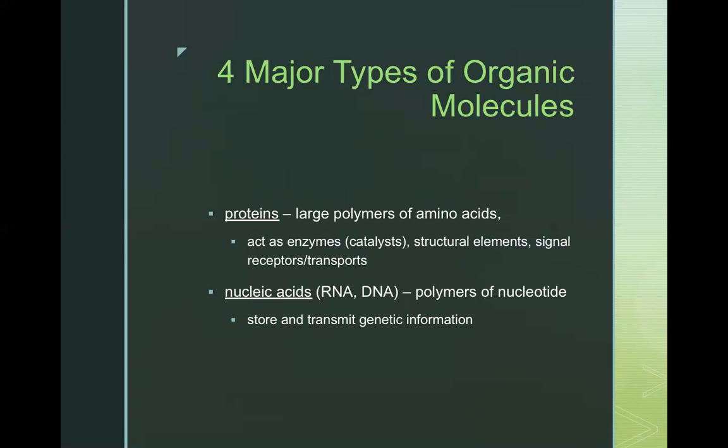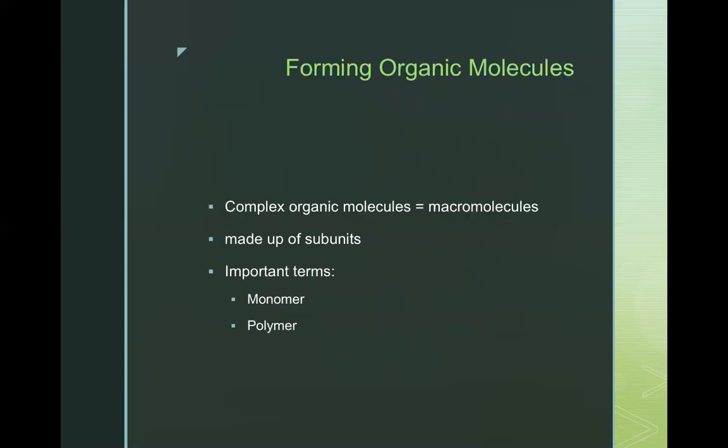Proteins are large polymers of amino acids. They act as enzymes, which are catalysts. Remember that a catalyst is something that is used to speed up a chemical reaction, but not consumed in the chemical reaction. They're structural elements, and they're signal receptors and transporters. And then nucleic acids are polymers of nucleotides, and they store and transmit genetic information.